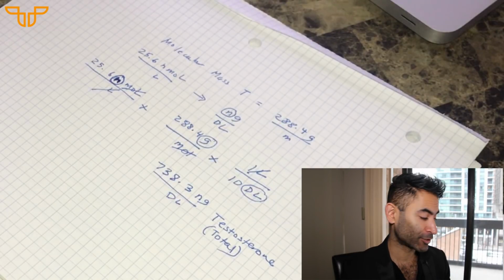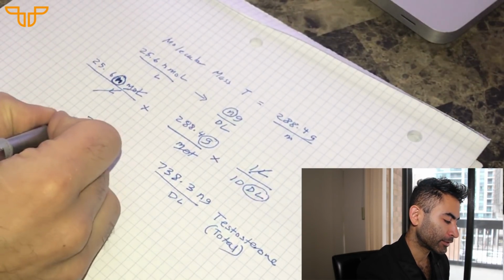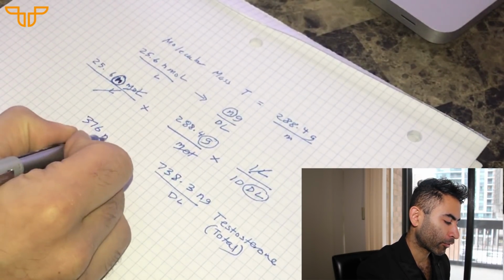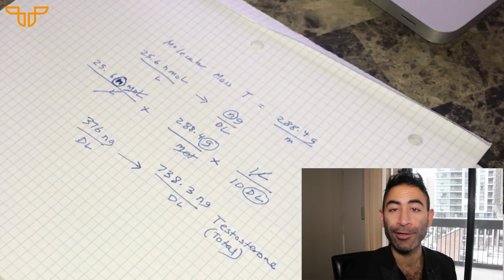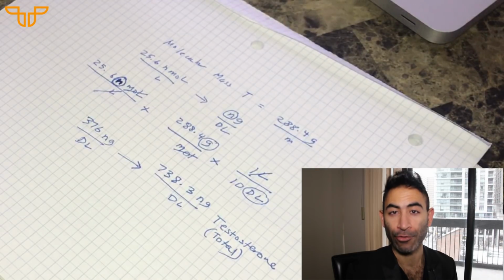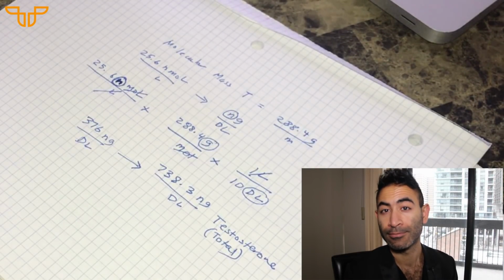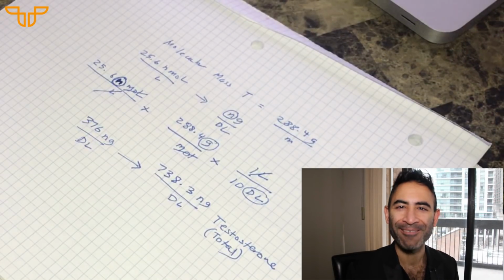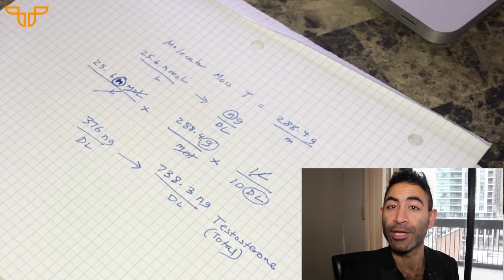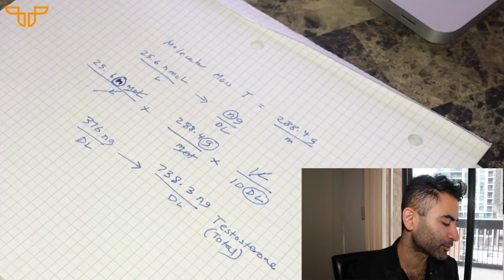So the testosterone went from 376 nanograms per deciliter to 738 nanograms per deciliter. It doubled. Almost doubled. Pretty much doubled. I don't want to say doubled. It almost doubled. But it's more or less doubled.